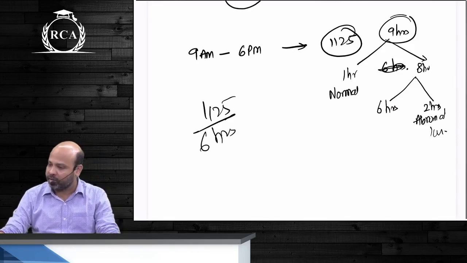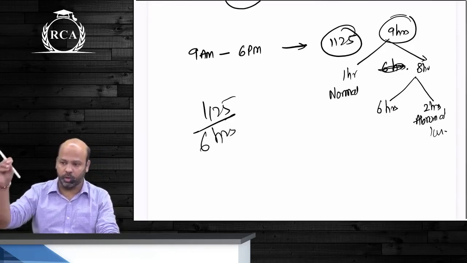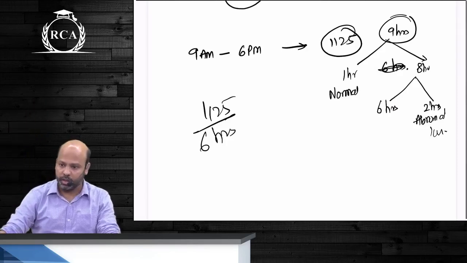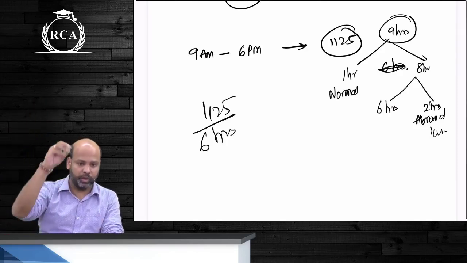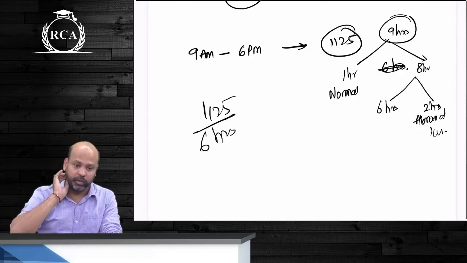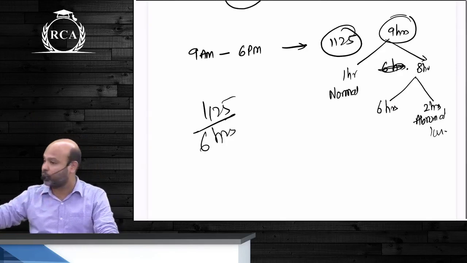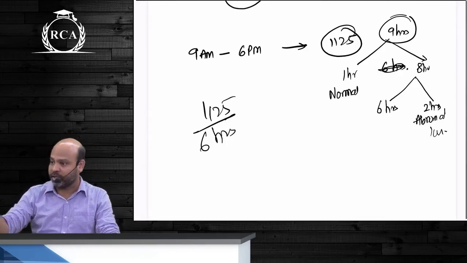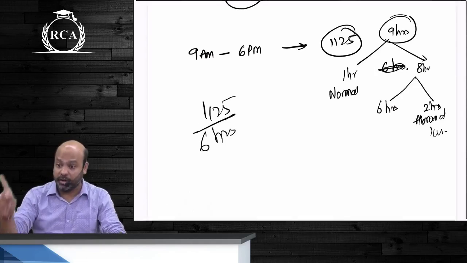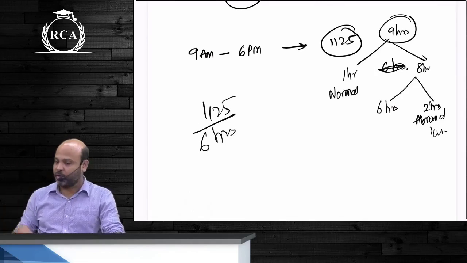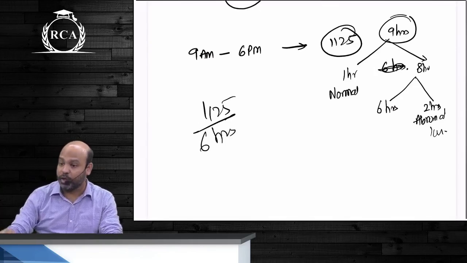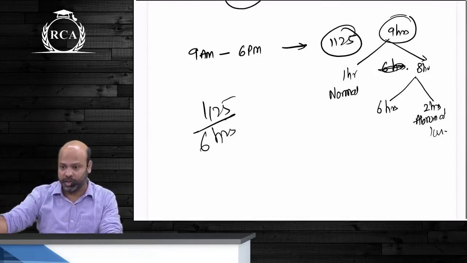If you divide 1125 by 6 hours, guys, you are incorporating that abnormal loss also in the cost of the product. Think like this, a very weird example: you incur a factory rent of 1 crore rupees for the entire year. And you manufactured only 1 unit in the entire year. That 1 unit also is lying with you. You did not sell that. Can you include the entire factory rent in the cost of that 1 unit?